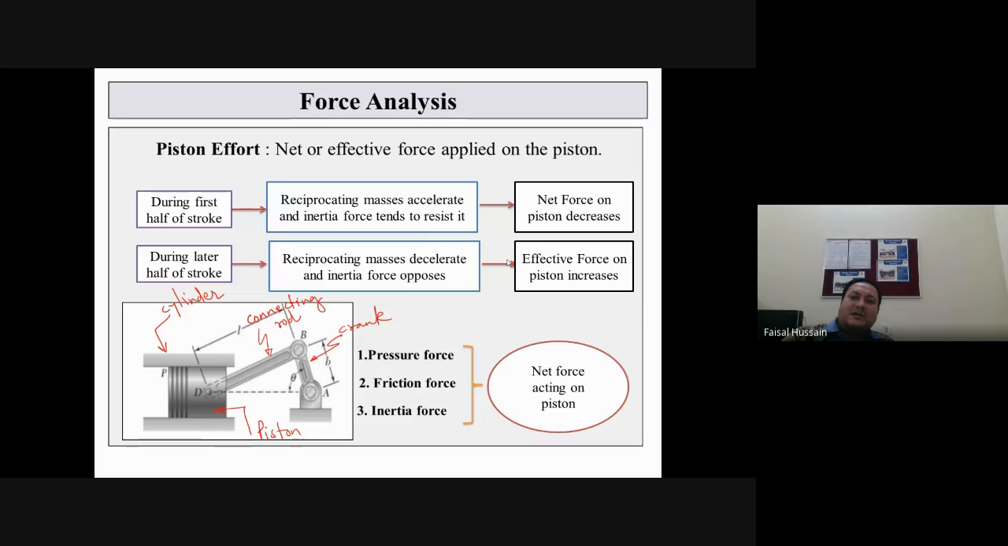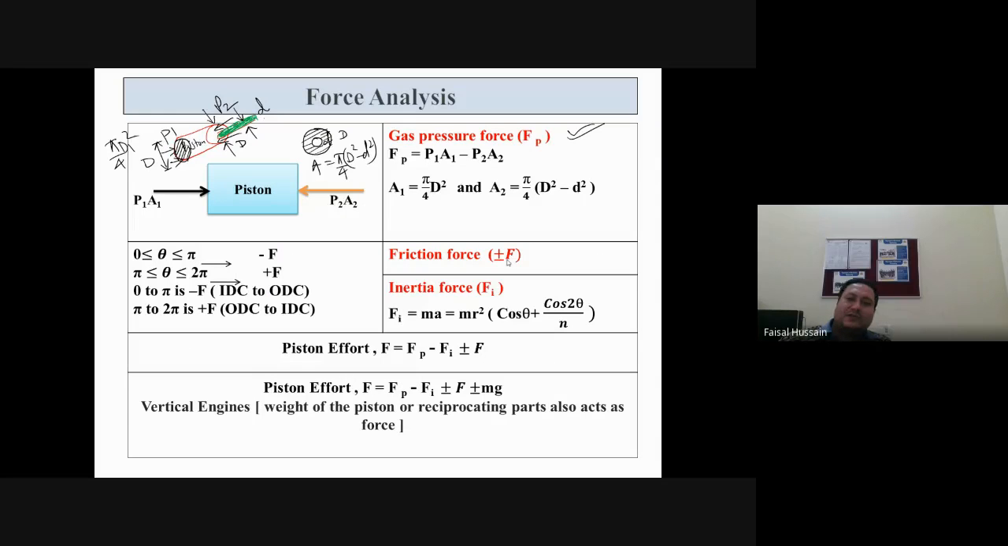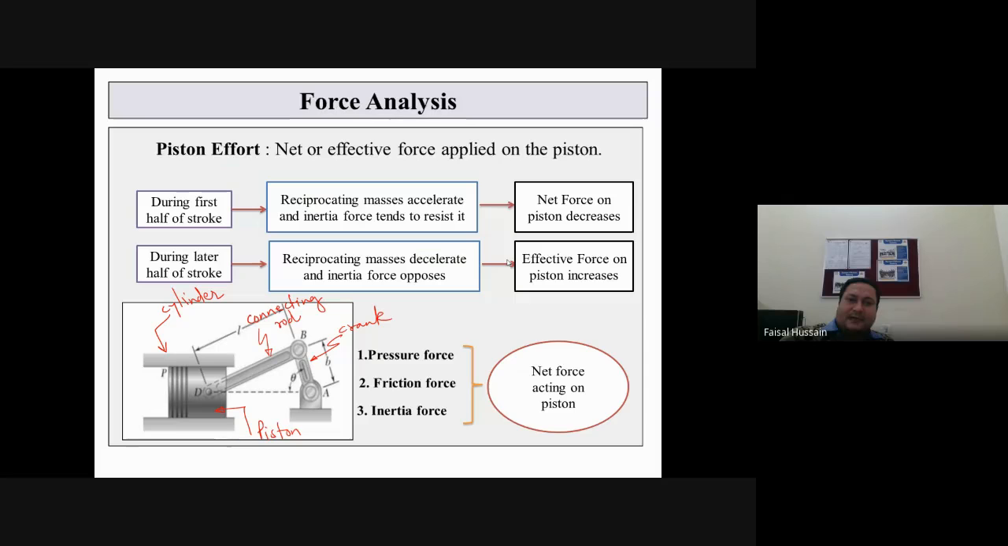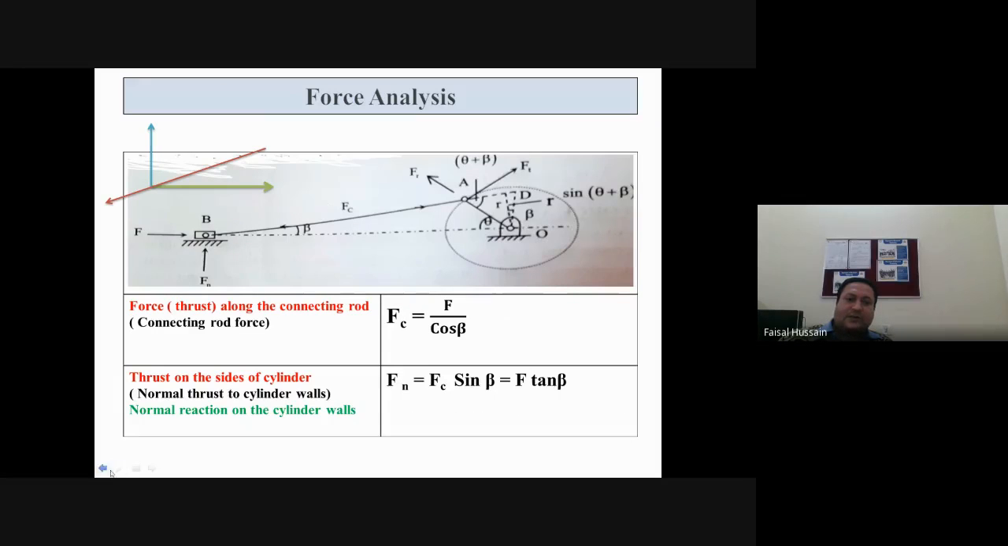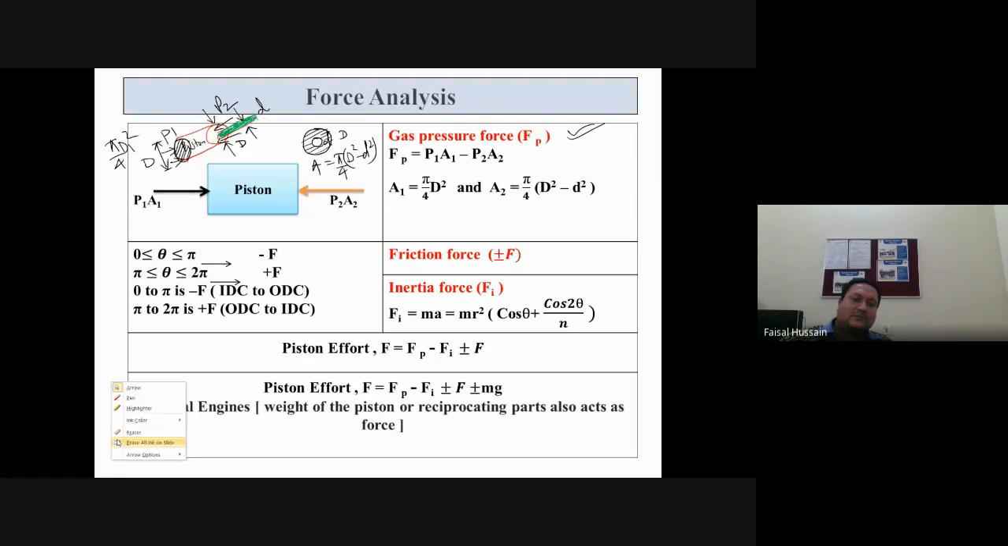So if reciprocating masses accelerate, net force decreases; if they decelerate, net force increases. So in the first half reciprocating masses accelerate, and in the second half reciprocating masses decelerate. So when the crank moves from 0 degree to 180 degree, negative friction force is considered.